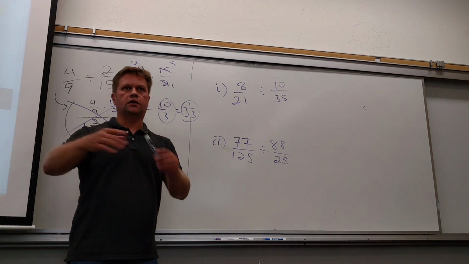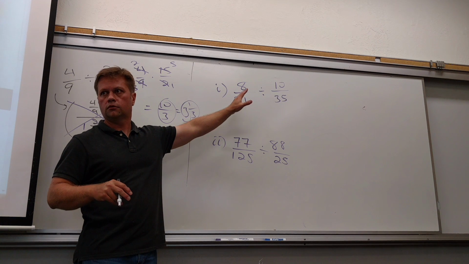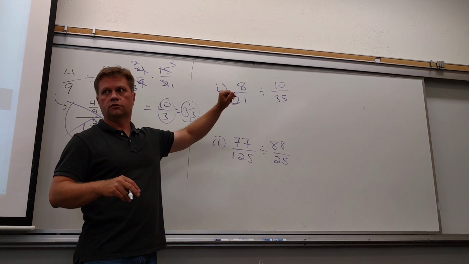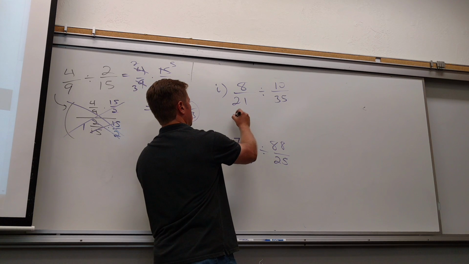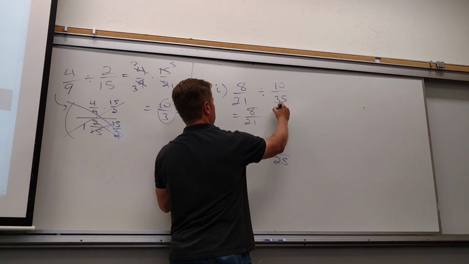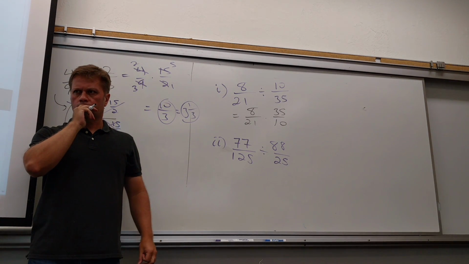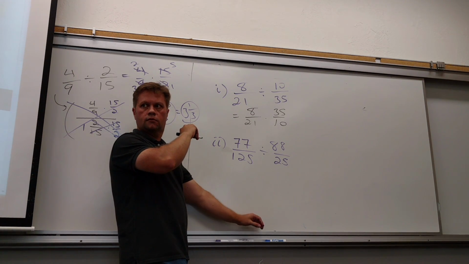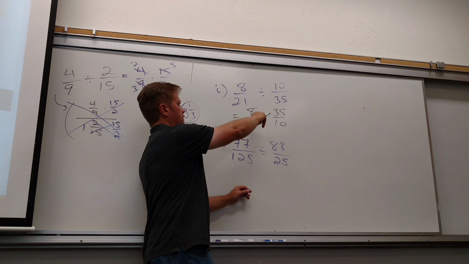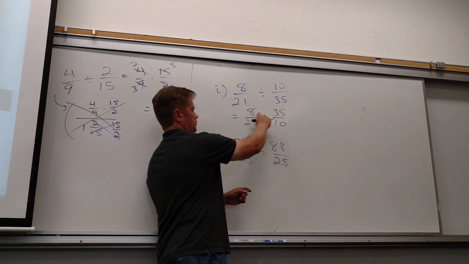All right. You see, D's going to help me out. So D, on this first one, what will you do? Which one? Second one, okay. So this becomes 8 over 21 times 35 over 10. And then what can you do? Reduce, okay? So for example, what goes in here? 2.